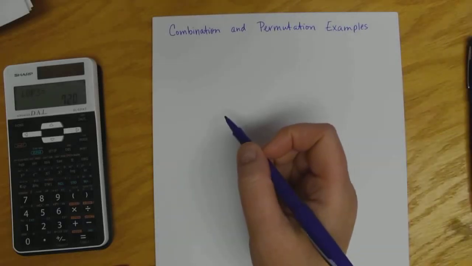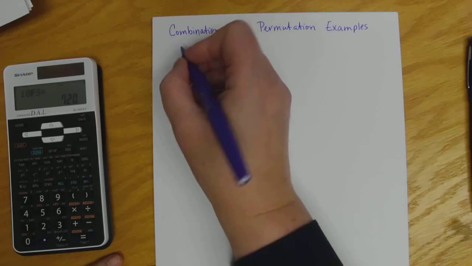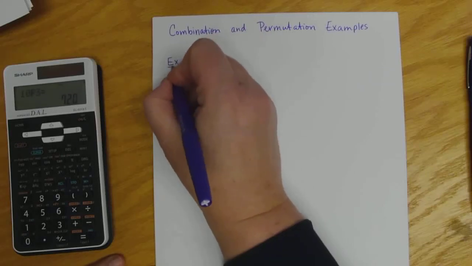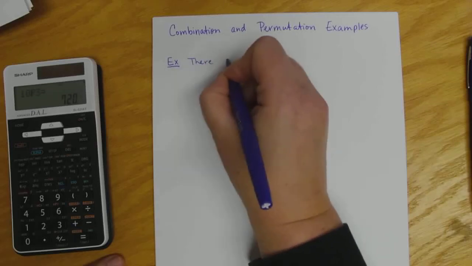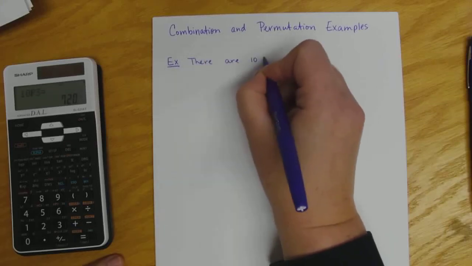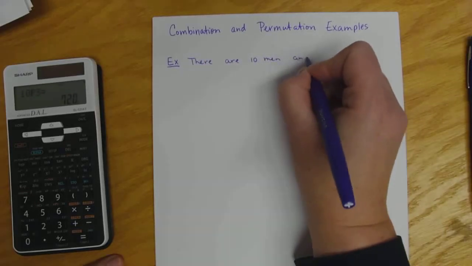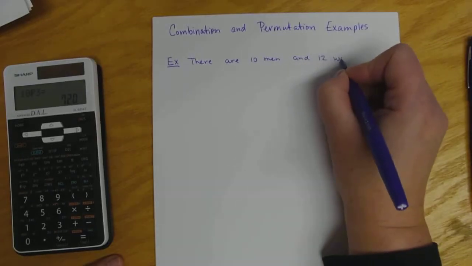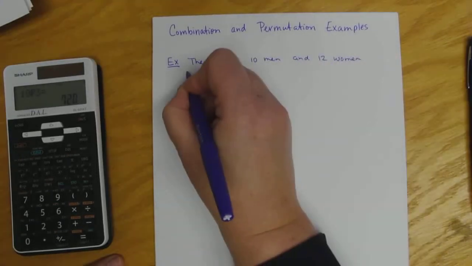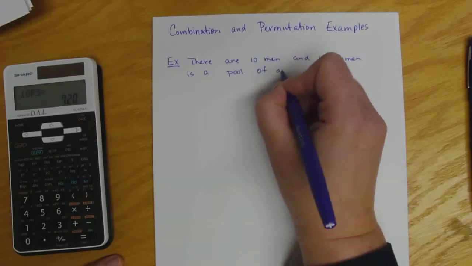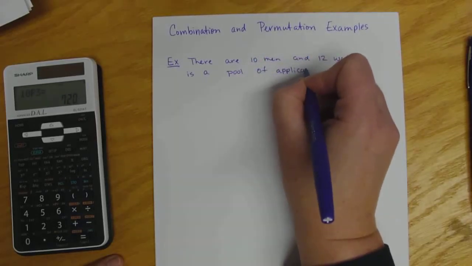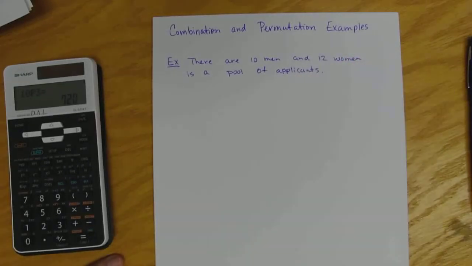So we're going to do some combination and permutation examples. For the first example, let's say there are 10 men and 12 women in a pool of applicants. So we're going to talk about jobs.